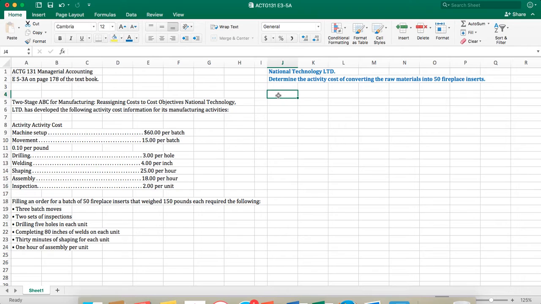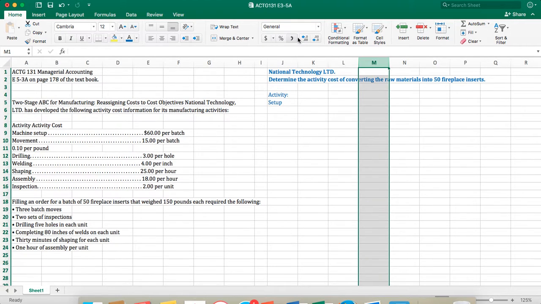So let's begin. First and foremost, we're going to have to set the machine up. So I'm going to put right there, activity, and the first one is the setup. Let's put our items in this column. So let me format it so you can best see it. And that information comes from here, $60.